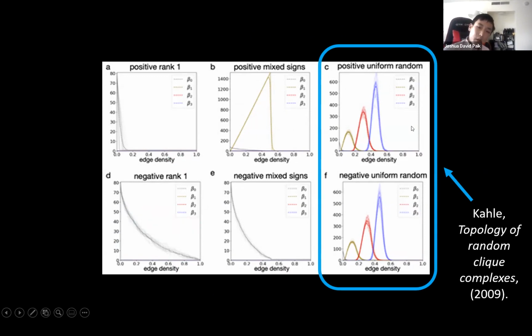These are, for comparison, the Betti curves of a random symmetric matrix. And this behavior was in this paper by Matthew Kahle in 2009. And he basically, the result is, this is what a Betti curve of a random symmetric matrix looks like.